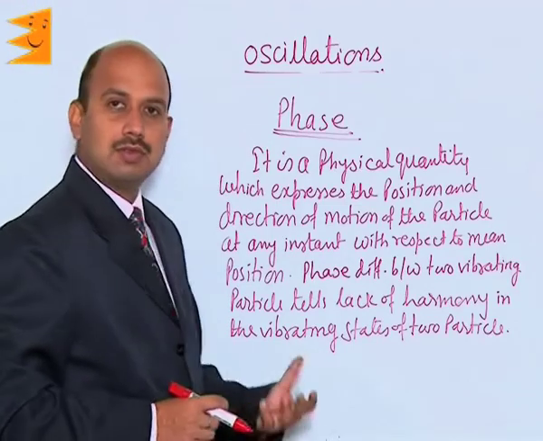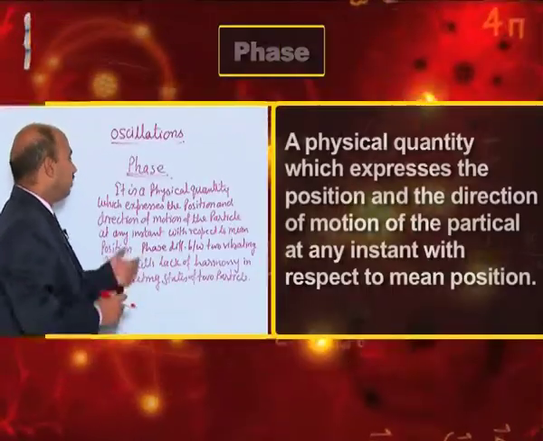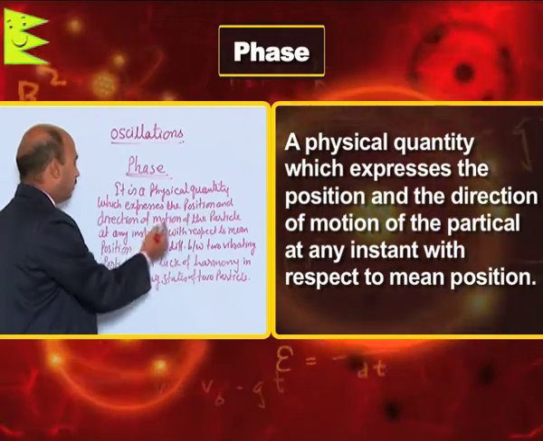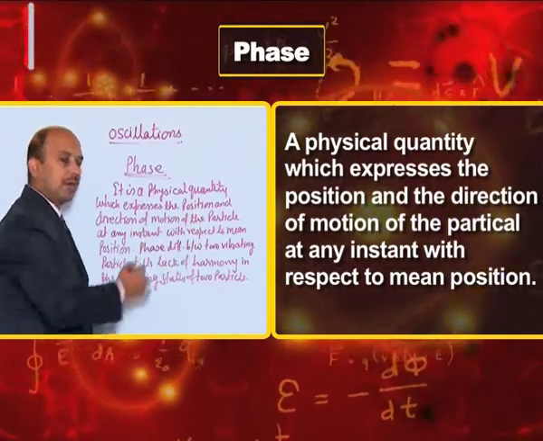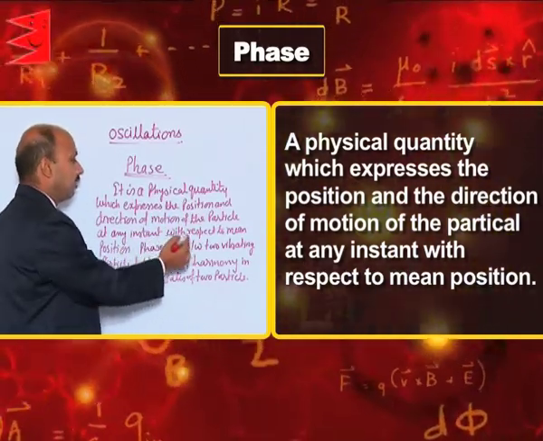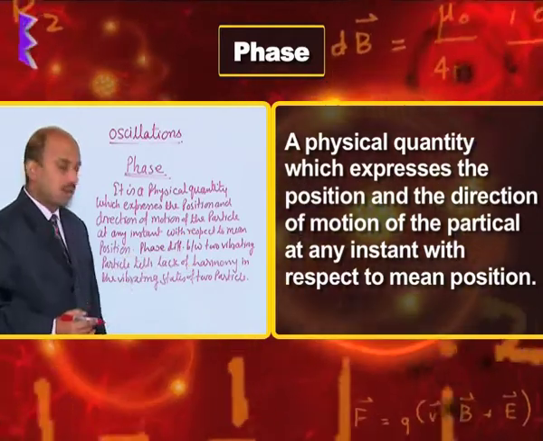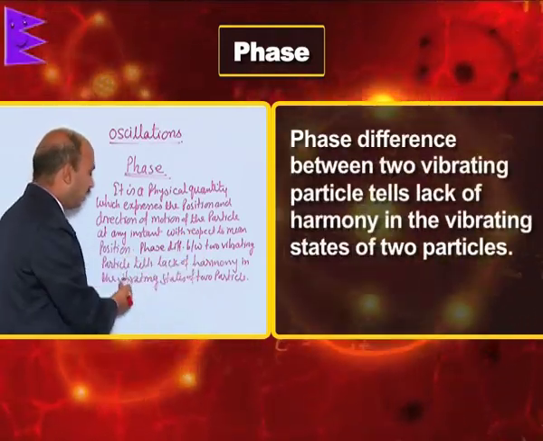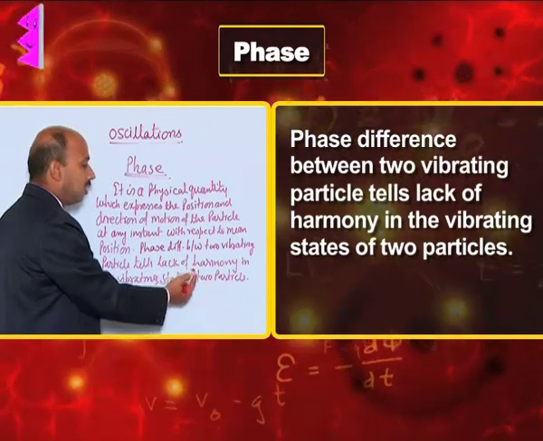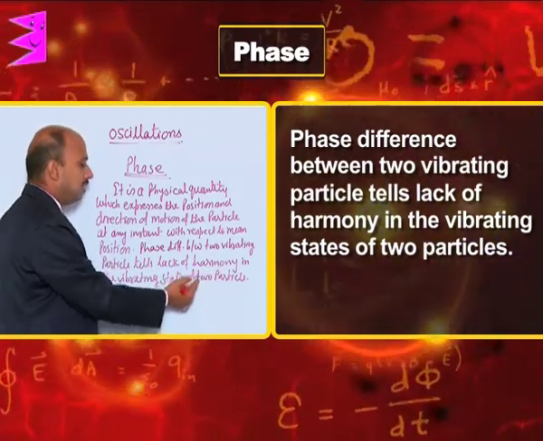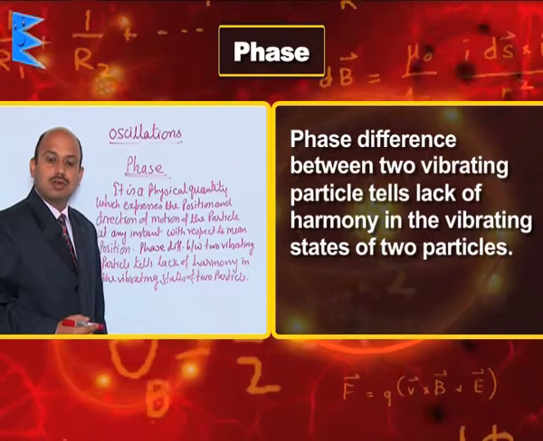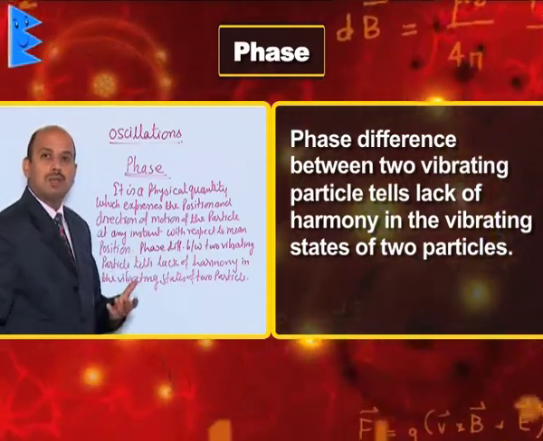Now see, what is phase? It is a physical quantity which expresses the position and direction of motion of the particle at any instant with respect to the mean position. Phase difference between two vibrating particles tells the lack of harmony in the vibrating states of the two particles. So, this is the definition of the phase.